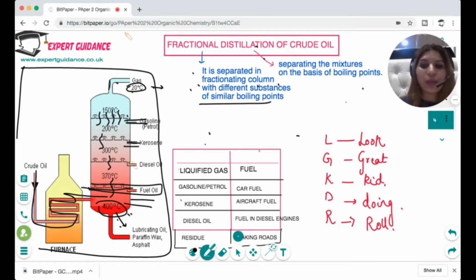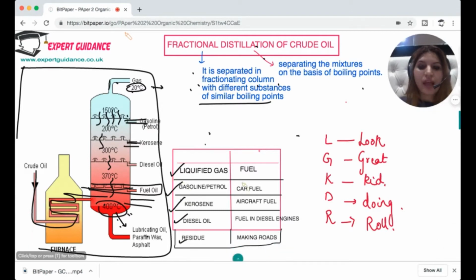Okay, now what are the different fractions? You need to remember these different fractions in the order. So at the top, we get liquefied gas, then we get gasoline, then kerosene, diesel oil, and residue. The liquefied gas is used as a fuel. Gasoline or petrol is used for car fuels. Kerosene is used for aircraft fuels. The diesel oil is used in diesel engines, and residue is used for making roads.